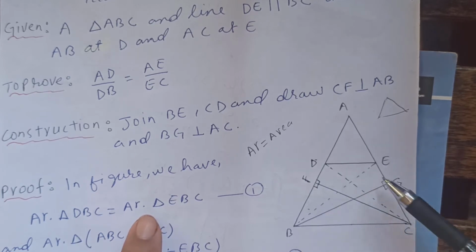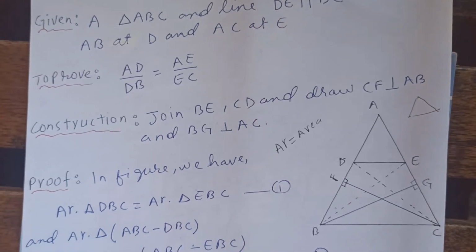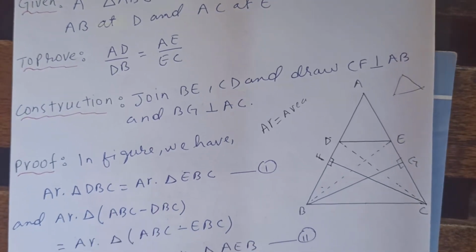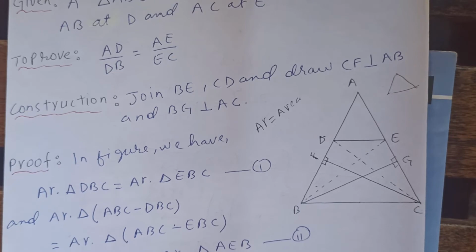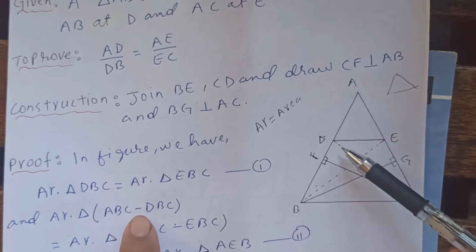So this triangle and this triangle have equal areas. Okay, that is equation one. Now, the area of triangle ABC minus DBC. Area of triangle ABC, where ABC is the biggest one, minus DBC.